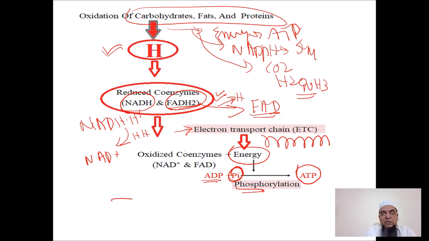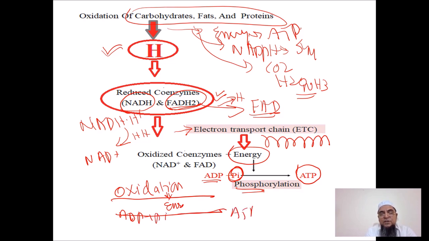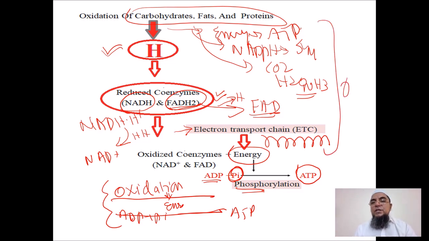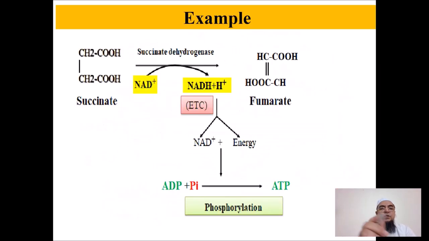So it has two components. Number one is oxidation of the foodstuff, energy release, and then this energy release causes the phosphorylation, ADP plus inorganic phosphate to ATP. So it is a coupled mechanism, oxidation plus phosphorylation. So this part is oxidation, and the rest of the part is phosphorylation. So this is an example.